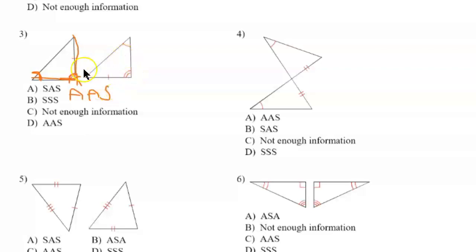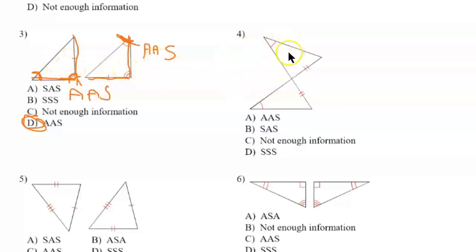Then I want to follow in this triangle. If I started with the single tick mark angle, I need to start with the single tick mark angle here as well. So that's an angle, followed by an angle, followed by a side. So these do match in that they're both angle, angle, side. Is angle, angle, side one of our four congruency postulates? Yes. So angle, angle, side is how I know these triangles are congruent.